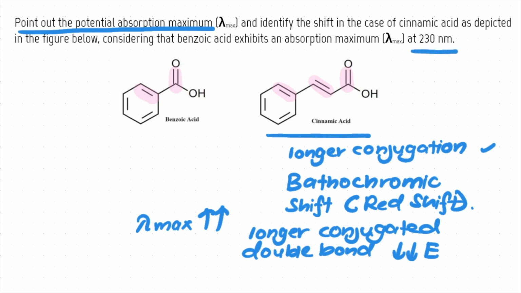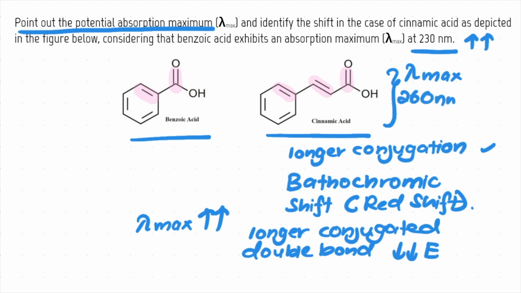Alright, so in this case, you were given the wavelength for the benzoic acid. So your benzoic acid is 230 nanometer. So point out the potential absorption maximum. The potential lambda max of this cinnamonic acid should be higher as compared to the benzoic acid because it has longer conjugation. So you may predict that the lambda max for this shall be in the range of 260 nanometer till 270 nanometer, or any number that is above 230 nanometer.